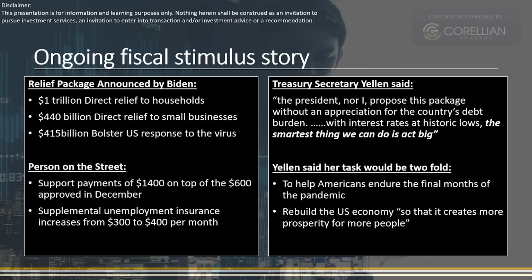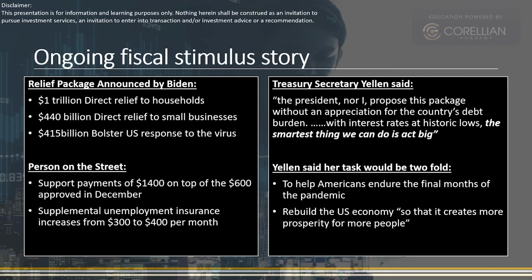But we do have some ongoing fiscal stimulus story that could help the recovery into the end of the summer, maybe. The relief package from the US, I've written down here what it involves. You've seen this before, hopefully. The person on the street is suggested to get $1,400 on top of the $600 they approved in December. The only thing with this is that there is a danger that they don't get this passed. The Republicans, don't forget, hold 50 seats in the Senate, and so do the Democrats.